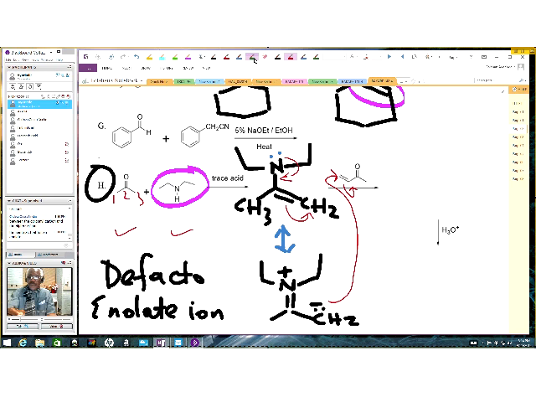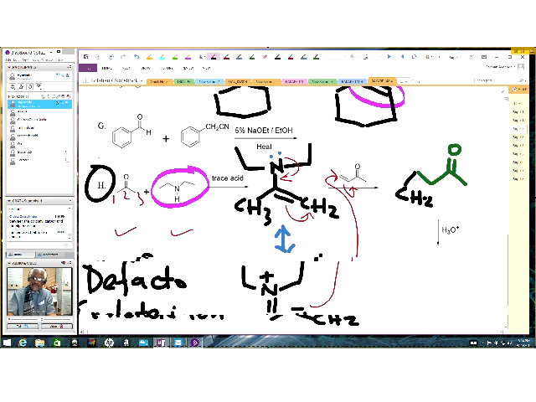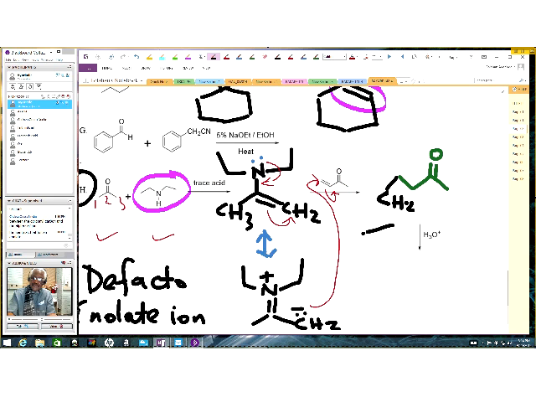Let me use a green pen to show the carbon skeleton from the Michael addition reagent. So we have this now. What is missing now is that our nucleophile will attach itself. So nitrogen is here, that is there, and of course this is here. Oh, sorry about that.